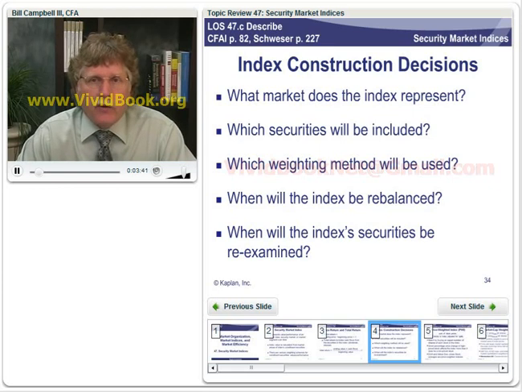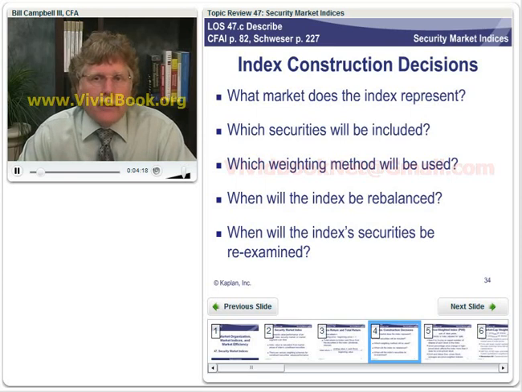How often will the index be rebalanced? If we have equal weighting, for example, then we need to rebalance maybe quarterly, maybe semi-annually. If we have particular target weightings, like we have an index that's supposed to be 70% large cap and 30% mid cap, if the large cap starts outperforming, it gets overweighted. How often do we rebalance, and so on?